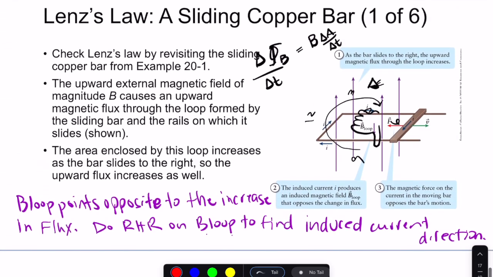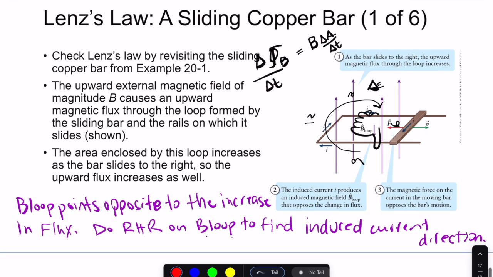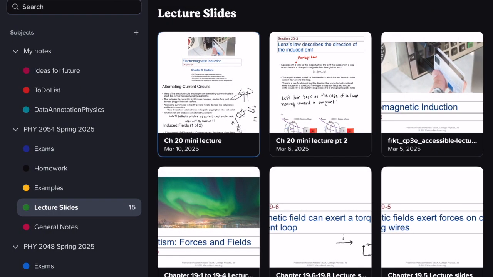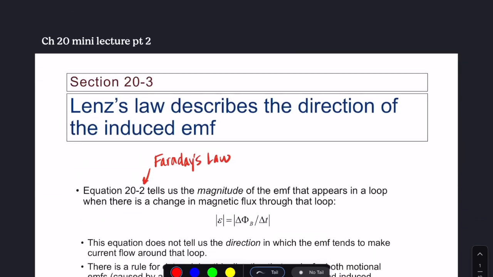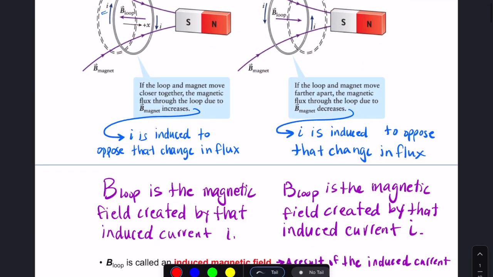Oh, so that's what I have here in this section. I'm going to go to the next lecture here. Okay. I had kind of an overlap.